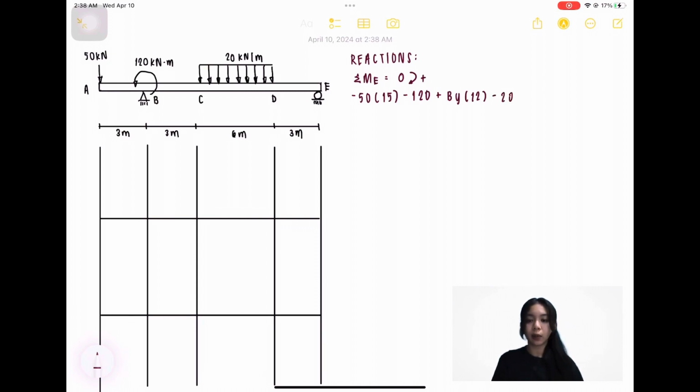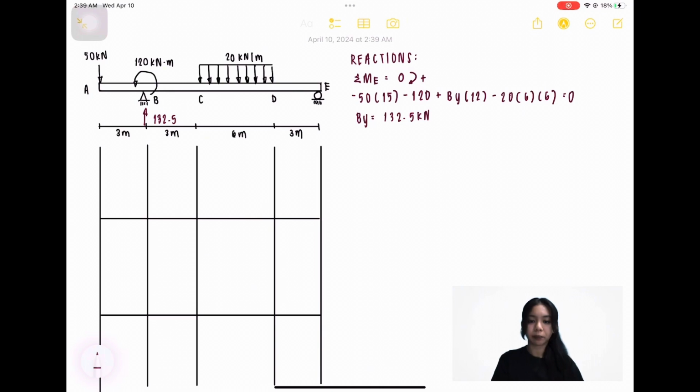Since counterclockwise ang direction niya, it will be minus 20 times 6 times 6, which is the distance from the center of the uniform load to E. I-shift solve lang natin ito sa calculator at makukuha na natin ang By. Tama, By is 132.5 kilonewtons.